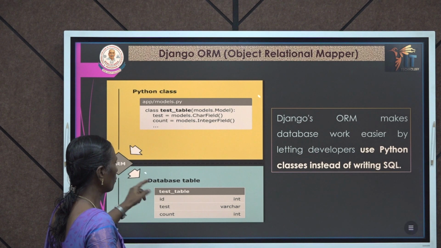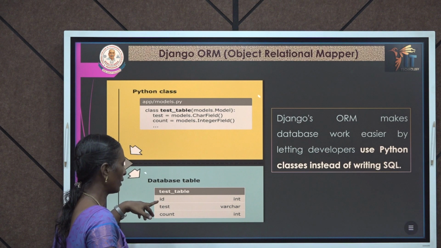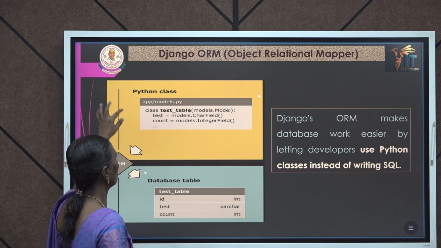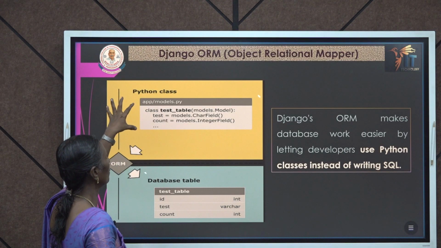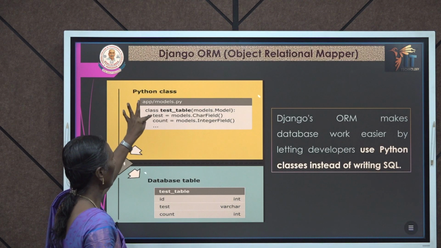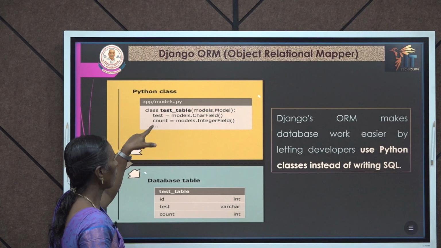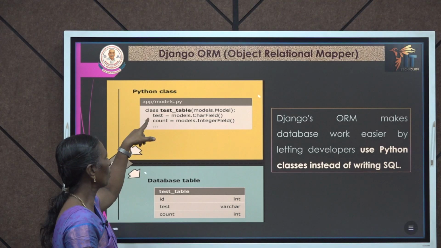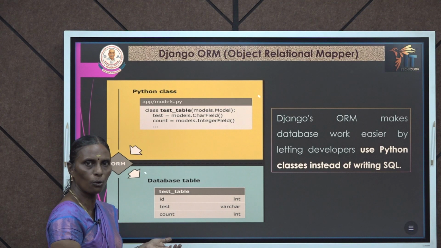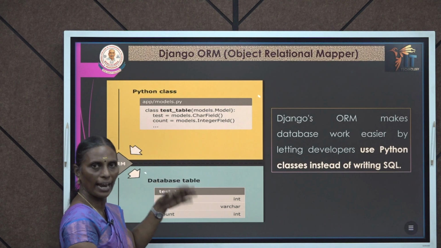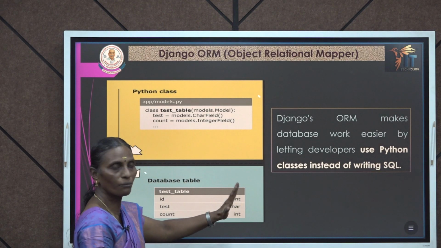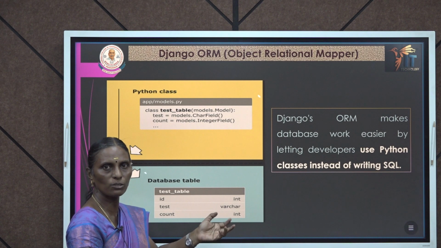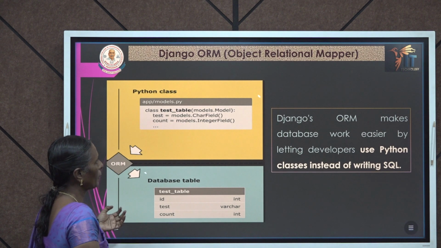Here we have an example for that. We have a database table, test table, with 3 different fields. Each one is of a different data type, and the same thing has been transformed to a Python class. We have the class TestTable, and all the data fields are included in this class as attributes, and we are not including the ID. By default, Django creates the primary key ID attribute. So this is what Django ORM is: the relational schemas are transformed to Python classes and objects.